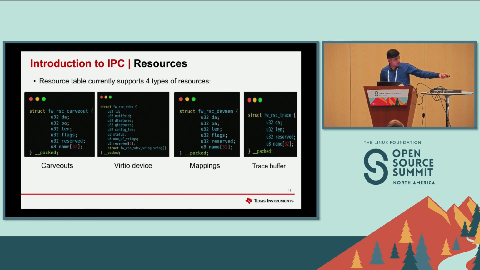Finally, we have a trace buffer. So this is pretty helpful in debugging. Whatever logs the firmware wants to put, it can put in this buffer, which you can attach to the kernel debugfs and then read at runtime.